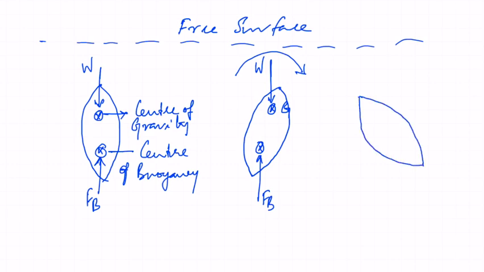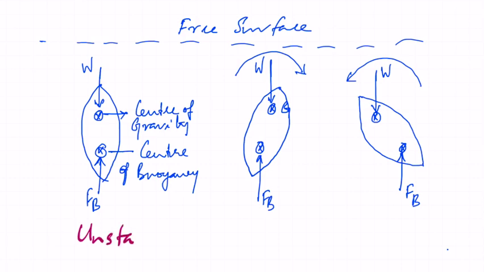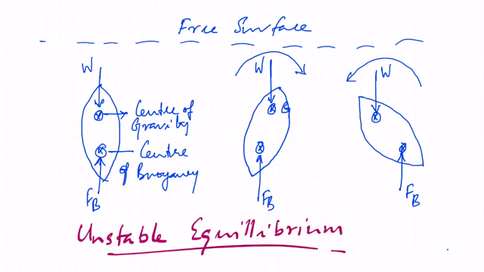The same will result if the body tilts in the counterclockwise direction. The moment generated in this case will be counterclockwise, forcing the body to continue to tilt in the same direction. So as you can see, the moments are not forcing the body to go back to its original position, and therefore this equilibrium is called an unstable equilibrium. The center of buoyancy is below the center of gravity. Now let's consider another case.